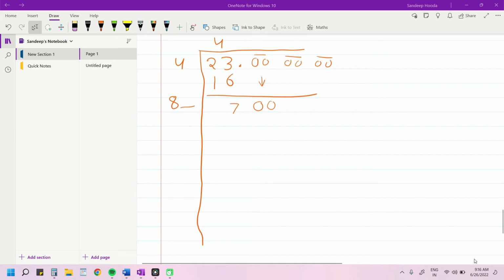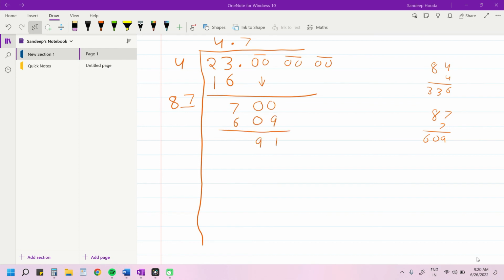Now we will take down the pair of zeros to make the new dividend and add a decimal. Now we will find a number to write at the dashed place. The number when multiplied by the divisor must be less than the dividend. Using the trial and error method, we found that 87 multiplied by 7 is just less than 700. So we wrote 7 at the dash and the same number at the top. Subtracting 609 from 700 gives us 91.